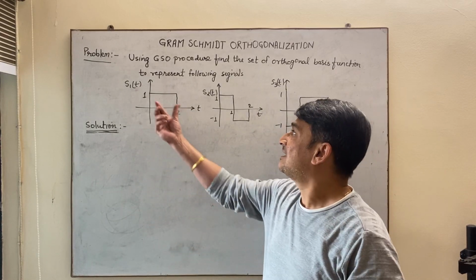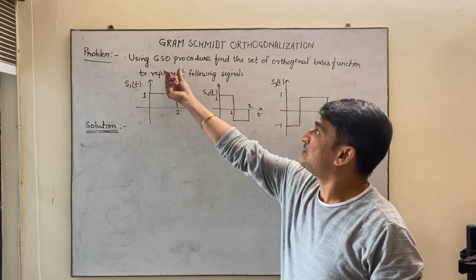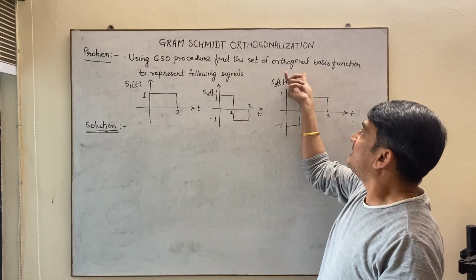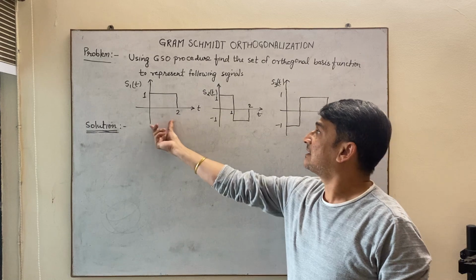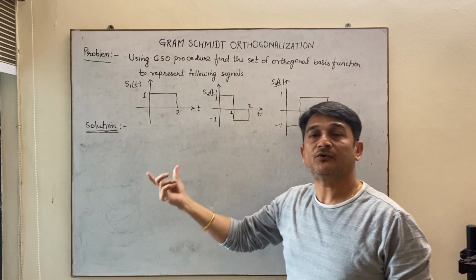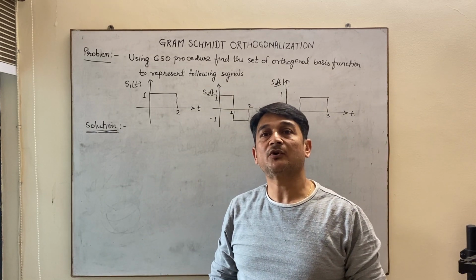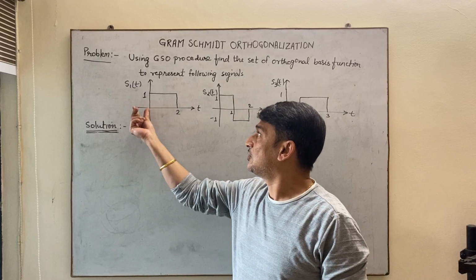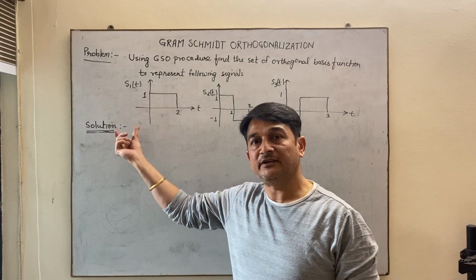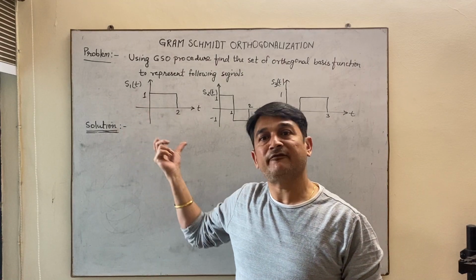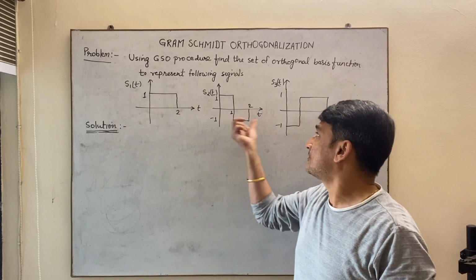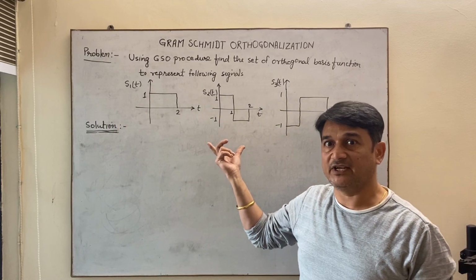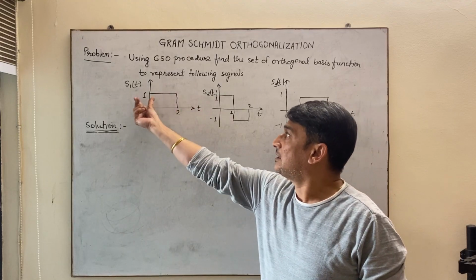So the problem is: using the GSO procedure, find the set of orthogonal basis functions to represent the following signals. There are three signals given, and you have to calculate the orthogonal basis functions for all the three signals. That means we have to calculate phi1(t), phi2(t) and phi3(t), which are the basis functions for S1(t), S2(t) and S3(t) respectively.